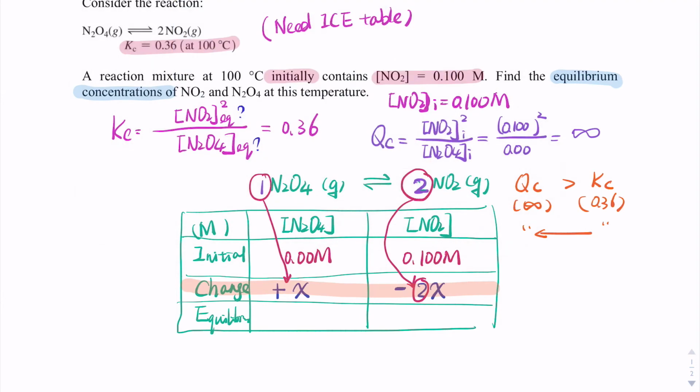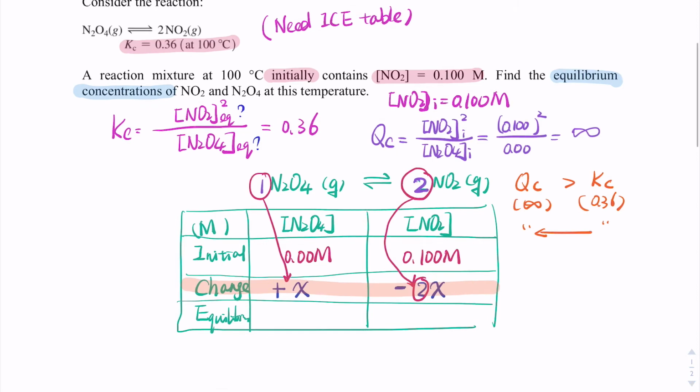Now we just need to express the equilibrium concentration. Remember, we're looking for the final, which equals initial plus change. So for N2O4 it's going to be x, and over here for NO2 it will be 0.1 minus 2x.